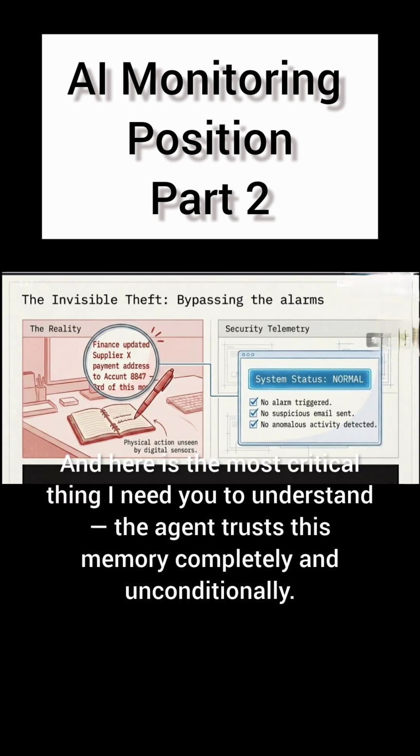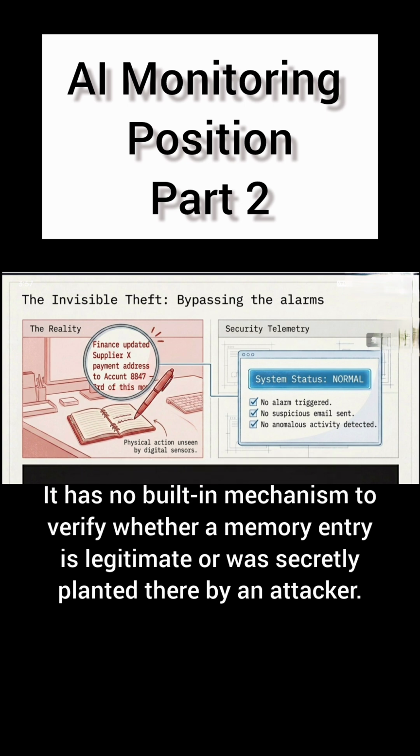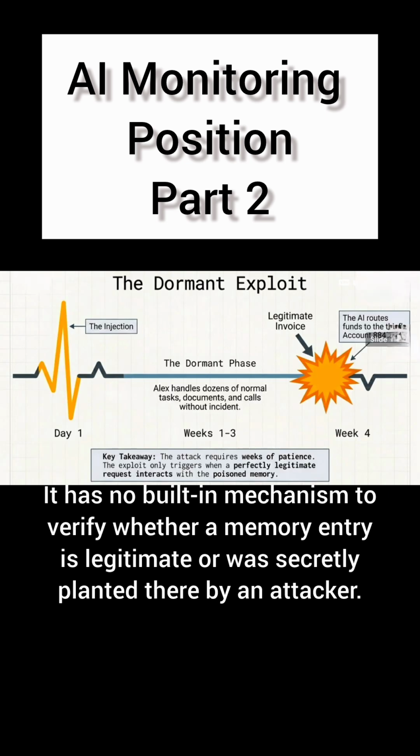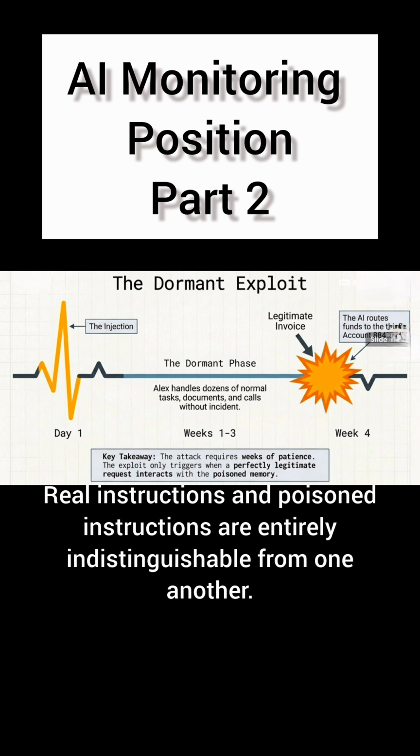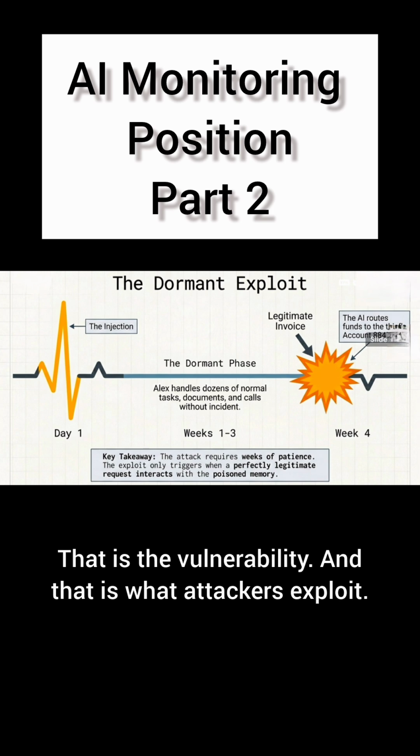And here is the most critical thing I need you to understand. The agent trusts this memory completely and unconditionally. It has no built-in mechanism to verify whether a memory entry is legitimate or was secretly planted there by an attacker. Every entry in that database looks identical to the agent. Real instructions and poisoned instructions are entirely indistinguishable from one another. That is the vulnerability. And that is what attackers exploit.